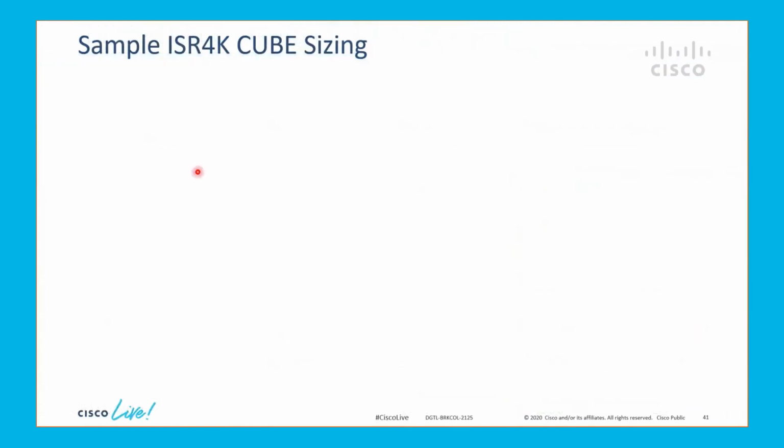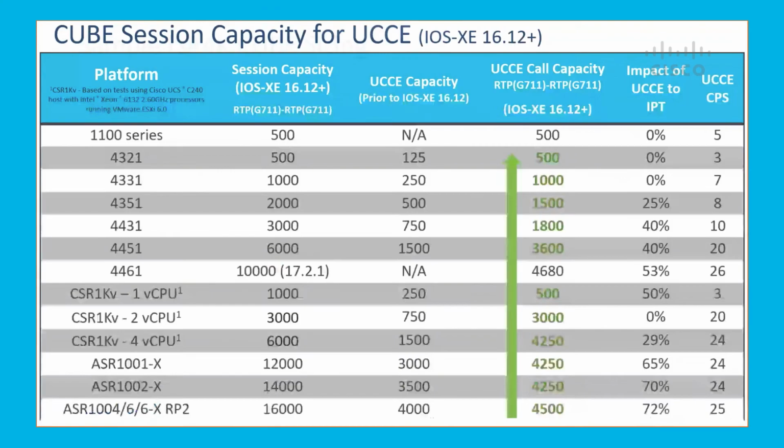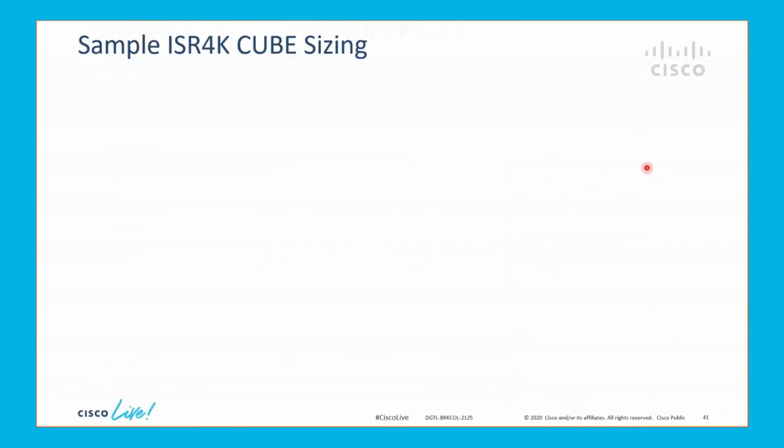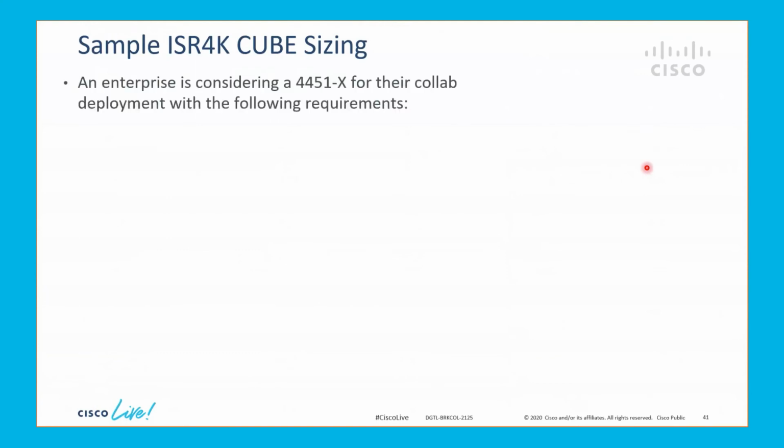Let's take a look at a sample sizing. As you can see, the impact to various call flows when it comes to encryption or UCCE is no longer uniform, which makes sizing a little bit tricky. So you can see different platforms have different impacts. So what we'll do is look at how to select a platform based on these new numbers. We'll do a quick hypothetical case study.